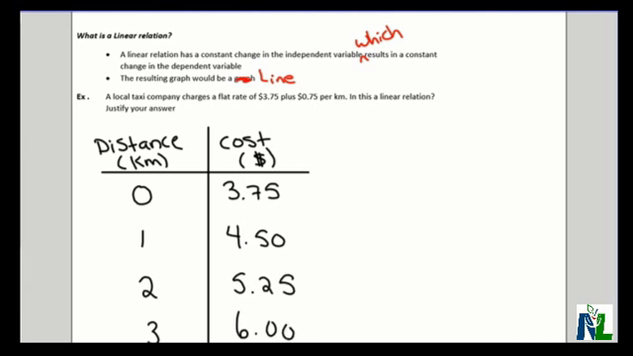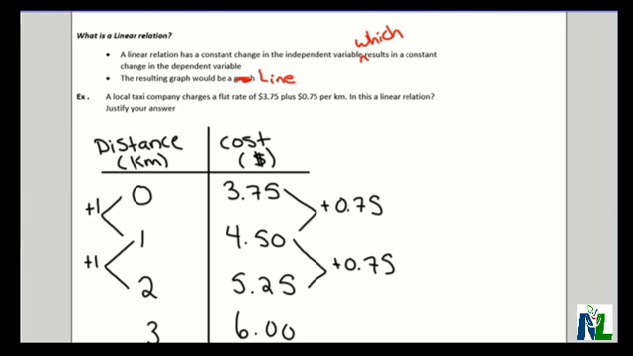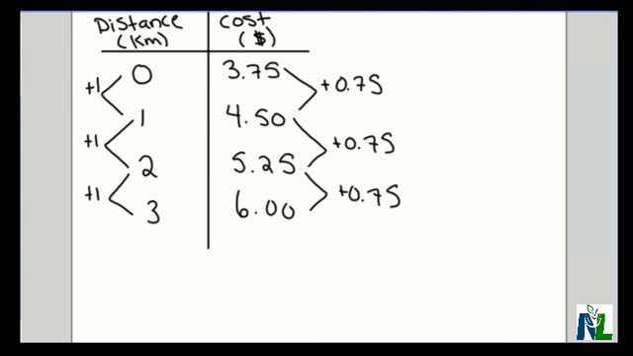So we can see here, as our distance increases by 1, our cost every time increases by 75 cents. Again, it increases by 1, we add on an additional 75 cents. Increase by 1 and add on 75 cents. So based on this, we can see that we have a constant increase in distance or independent variable as our cost increases constantly by 75 cents, our dependent variable.